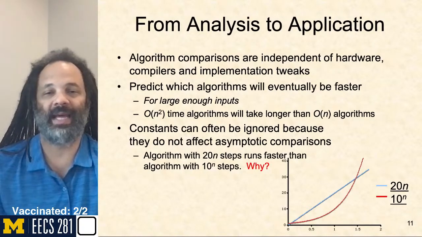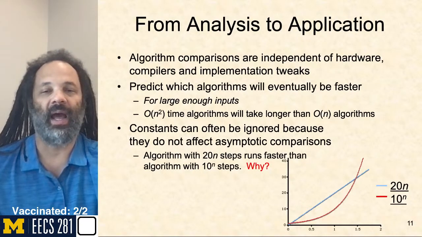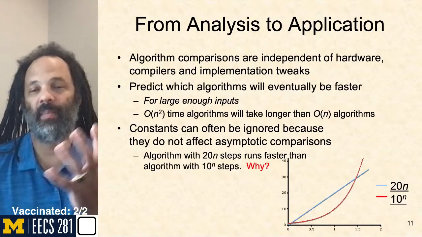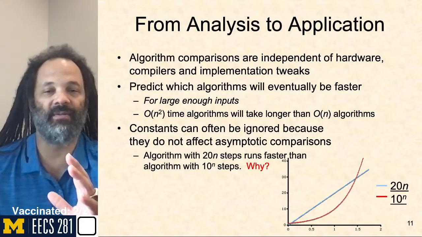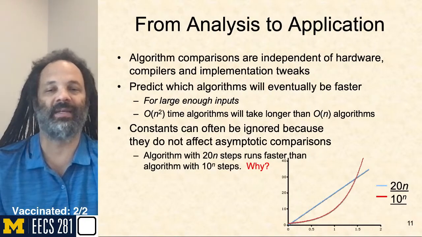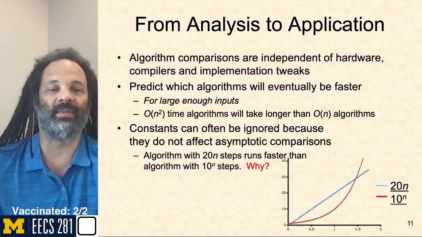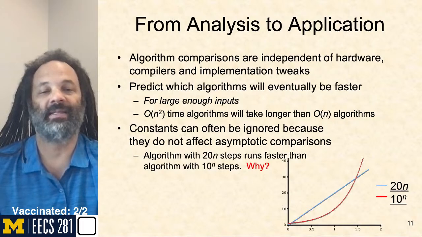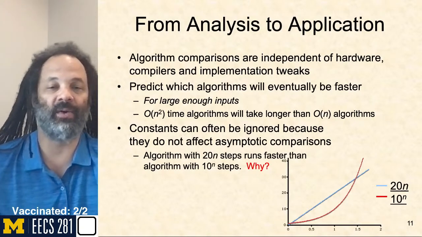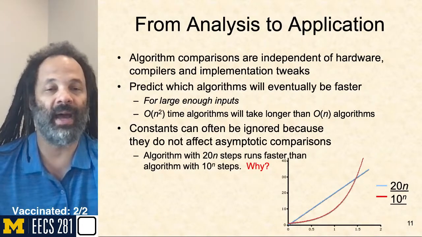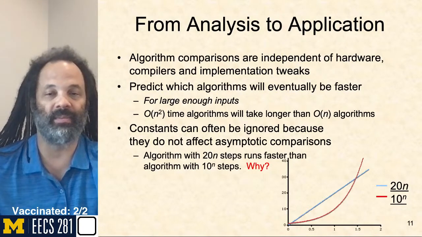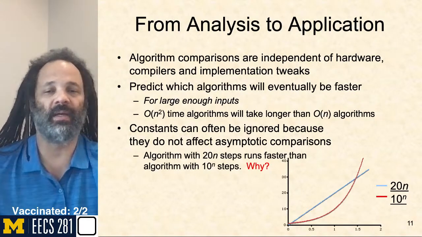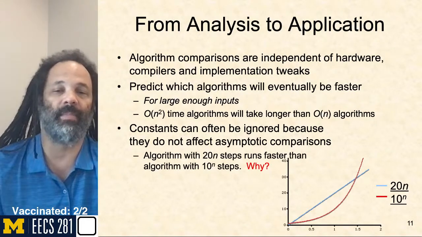As we go from analysis to application, we know that if we keep these algorithm comparisons independent of hardware and compiler tweaks and all of that other stuff, we can still use this analysis to predict which one of these algorithms is going to be faster. If I've got large inputs, then I can see that my n squared time algorithms definitely take longer than my linear or big O of n algorithms. We generally ignore the constants that are involved there because they don't affect our asymptotic comparisons.